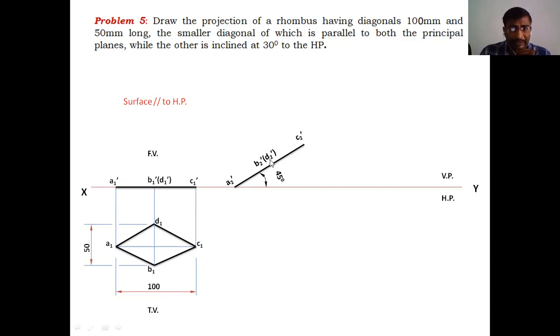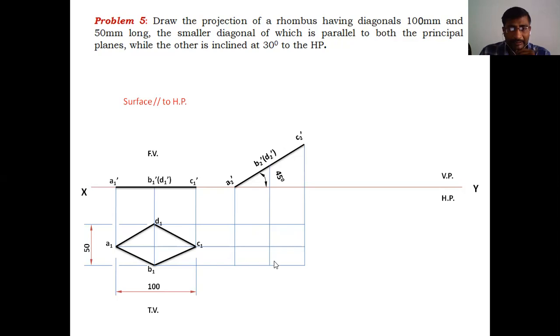After locating these second stage front view points, draw the projector lines from each point. Draw the projection line from A2 dash and also B2 dash of D2 dash, and also draw the projection line from C2 dash. These are the vertical projectors from the second stage front view. Draw the horizontal projectors from the top view points. This is one of the horizontal projectors, which is passing through A1 and C1, and draw a projector from B1, and also a projector from D1. This is the projector from the D1 point.